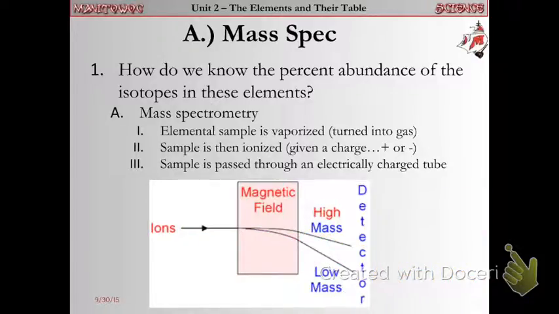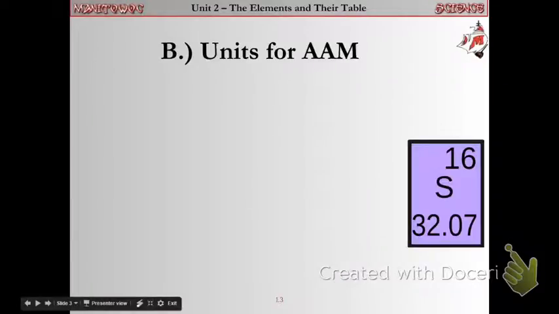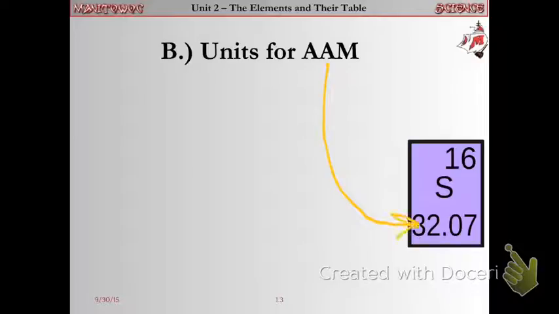All right, so let's move on to the second part of this lecture, which is going to be the understanding of the units for average atomic mass. Now, once again, if you're looking at a periodic table, the average atomic mass is going to be denoted in each symbol, and that's going to be the number that's not a whole number.